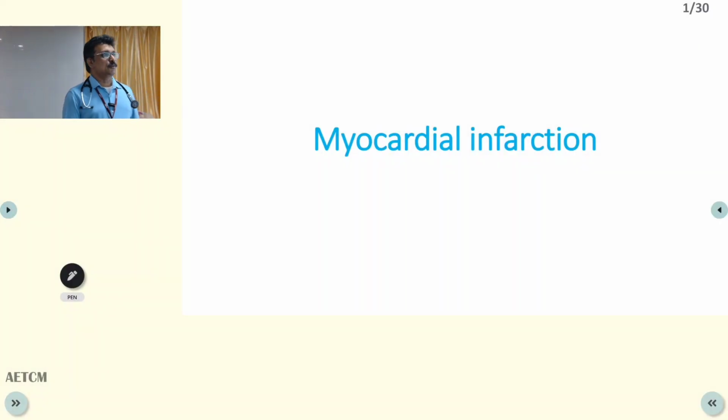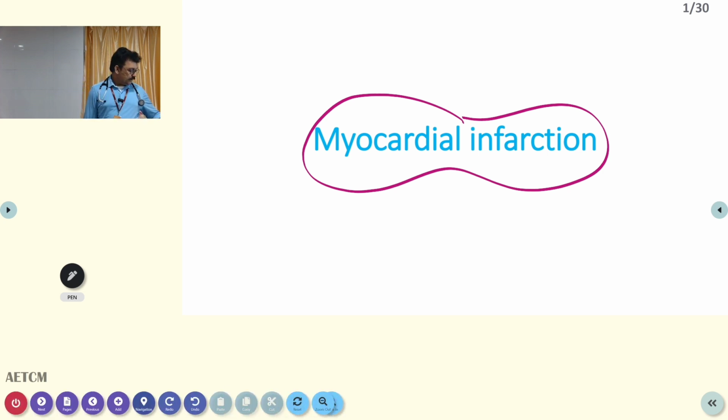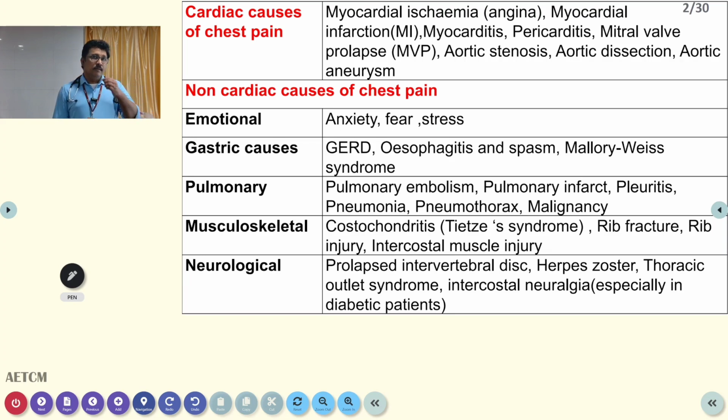Today, let us discuss myocardial infarction. Myocardial infarction means infarction of myocardial muscles that may be due to reduced blood supply to the muscles. Before going to myocardial infarction, all chest pains in the emergency room are not myocardial infarction. There are a lot of other reasons for chest pain.